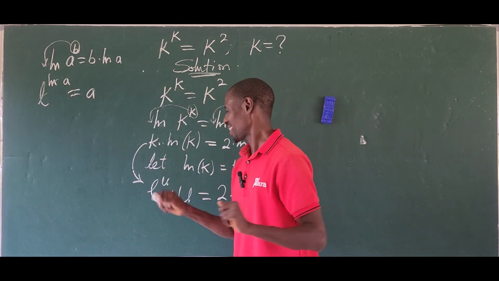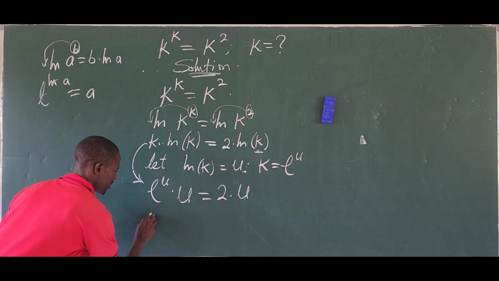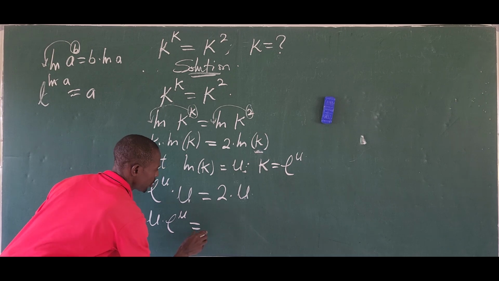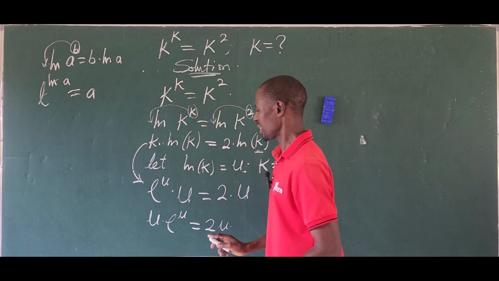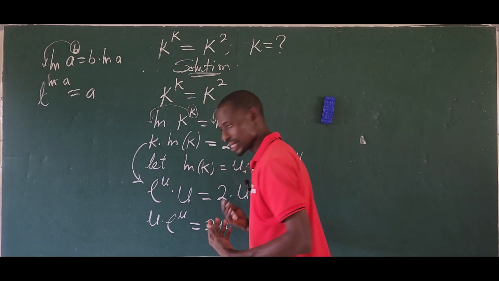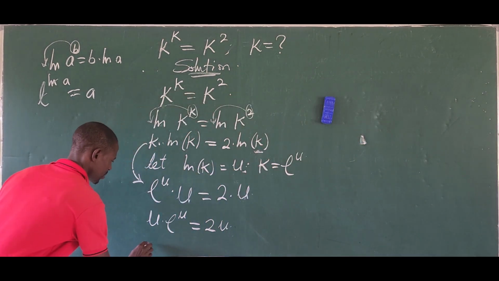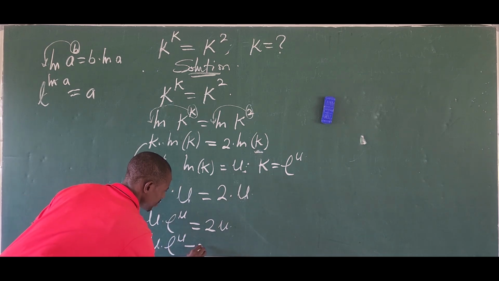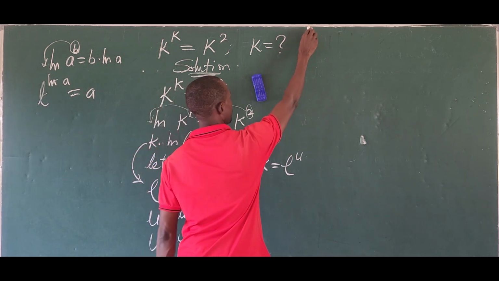Easy. All right. Now from here, we look up again. Let's rewrite this. This will give us ru times e to the power of u, then equal to our 2u. All right. So from here, what we do is easy. We just have to move this quantity to this side of the equation. So this is going to give us u times e to the power of u minus 2u equal to 0. Let's continue here.